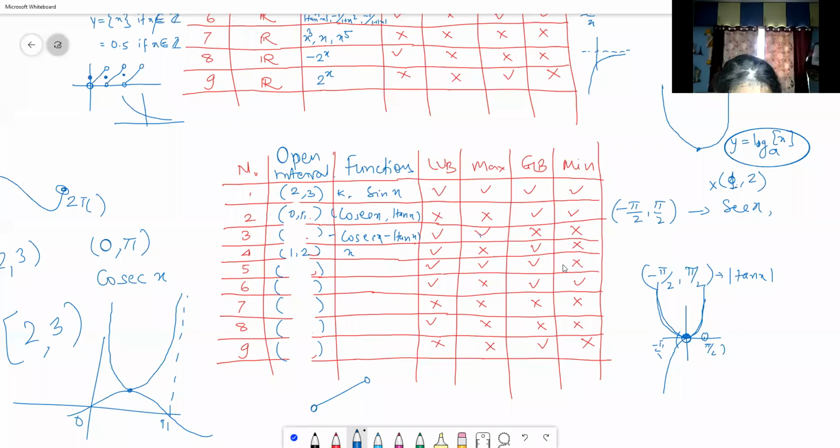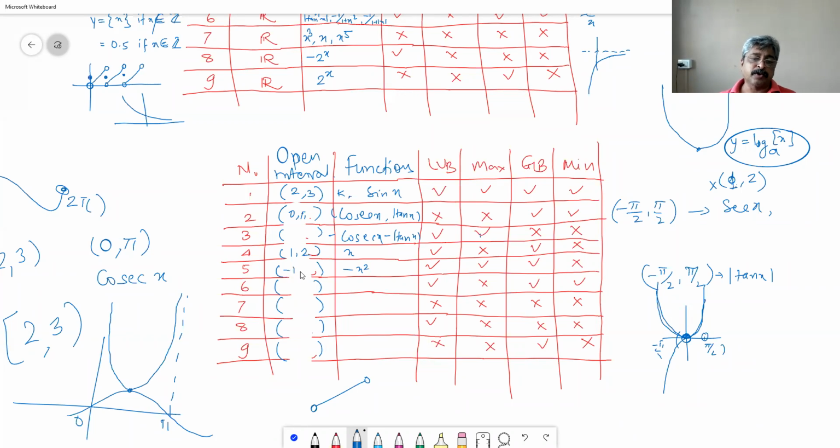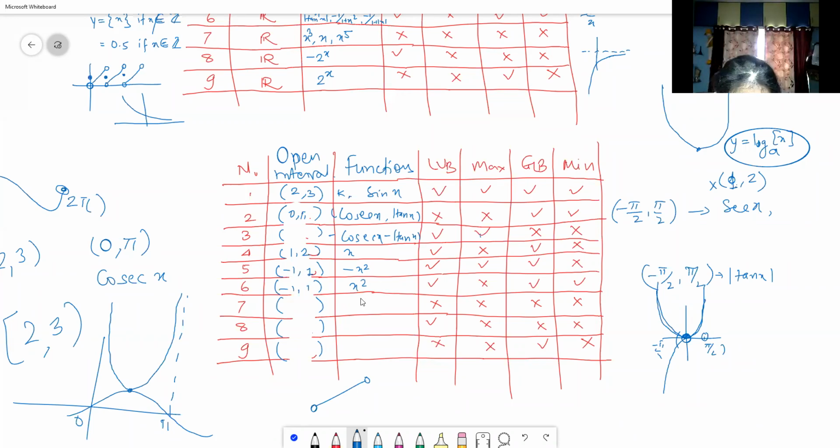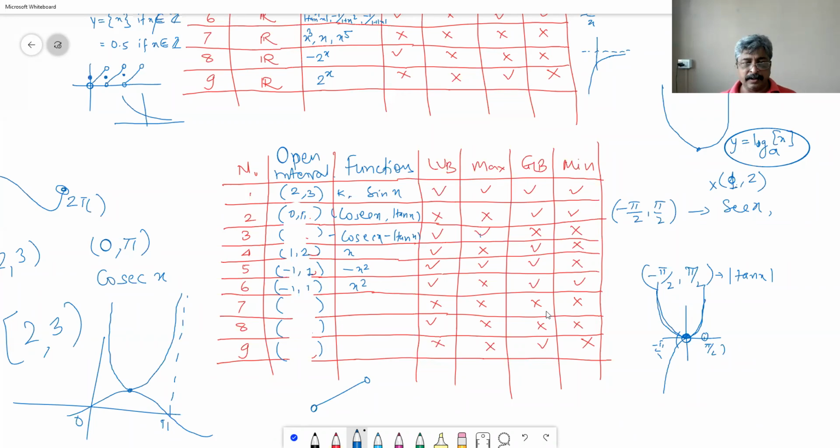Sir, y is equal to minus x square between minus 1 to 1. Correct. Then this will be x square, x square between minus 1 to 1. Correct. You don't have anything. For tan x between minus pi by 2 and plus pi by 2, you don't have anything. It goes from minus infinity to plus infinity.